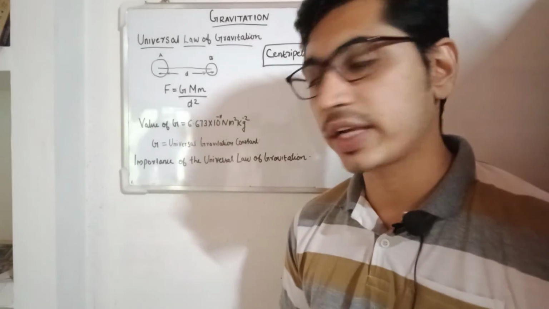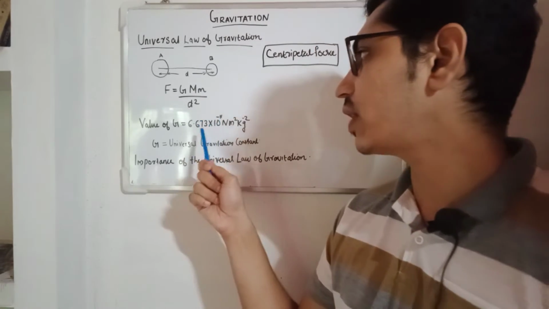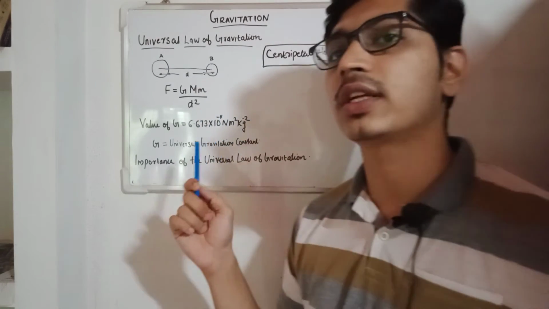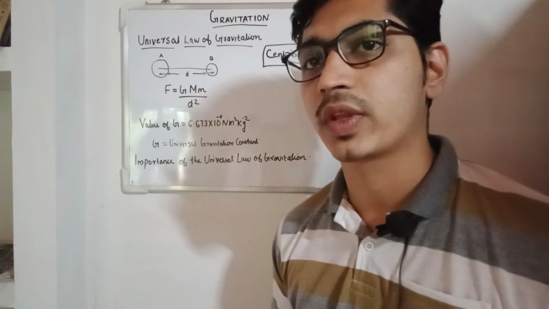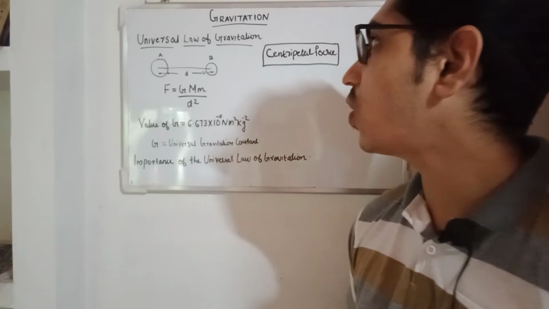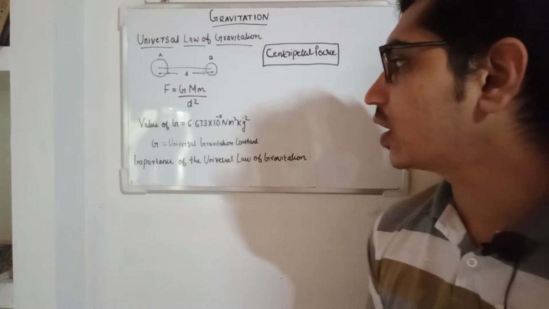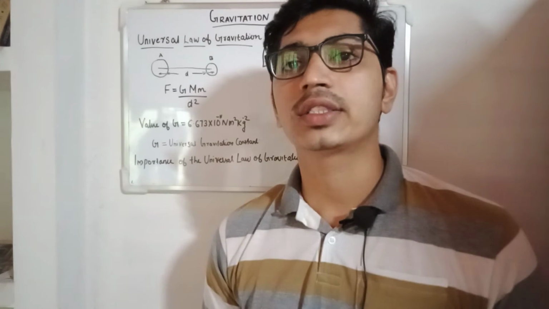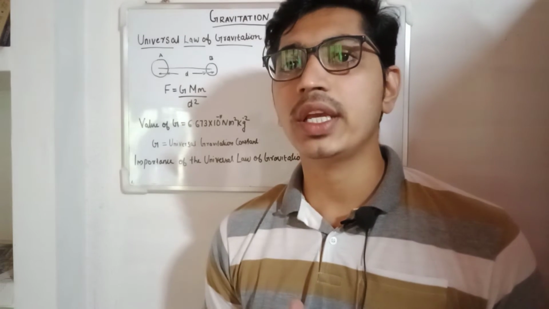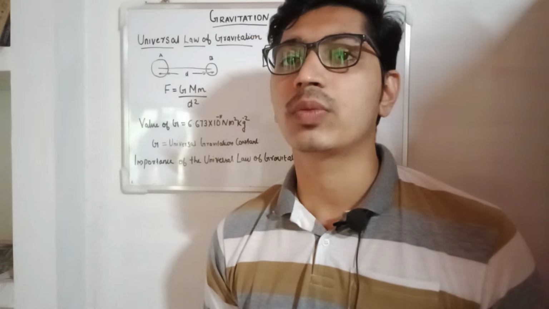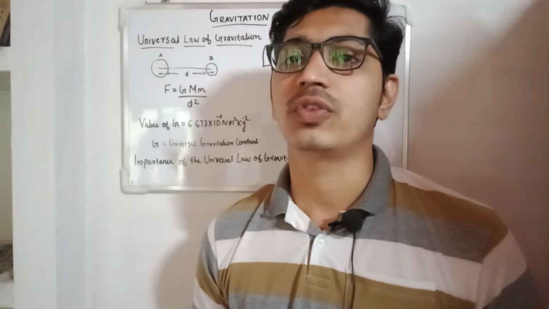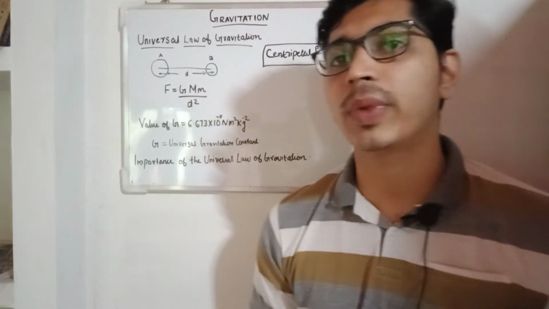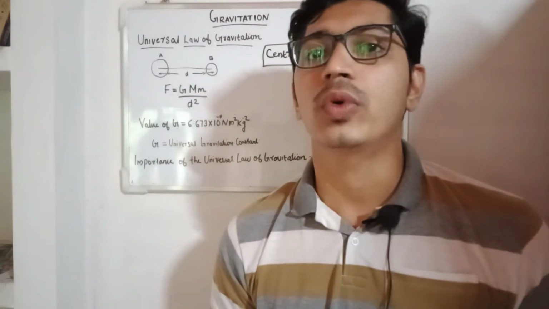Its value is found to be 6.673 × 10^-11 N m²/kg². That is what the universal law of gravitation says. So we can understand that every body is attracted to every other body by a particular value of gravitational force, but it depends solely upon the mass of that body.